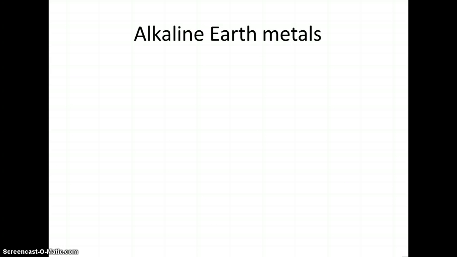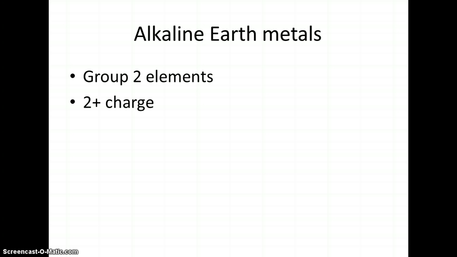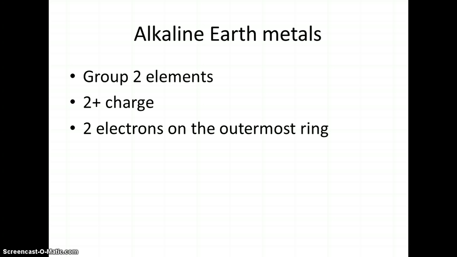Alrighty, alkaline earth metals. So where do we find them? If you didn't label your periodic table, you definitely want to put them on there. You can use it for your test. These are our group 2 elements. Group 2, what charge do they have? They do have a positive 2 charge. The 2 positive charge comes from their 2 electrons in the outermost ring. Those are the 2 electrons that they want to give away, giving away 2 electrons to have a 2 positive charge.